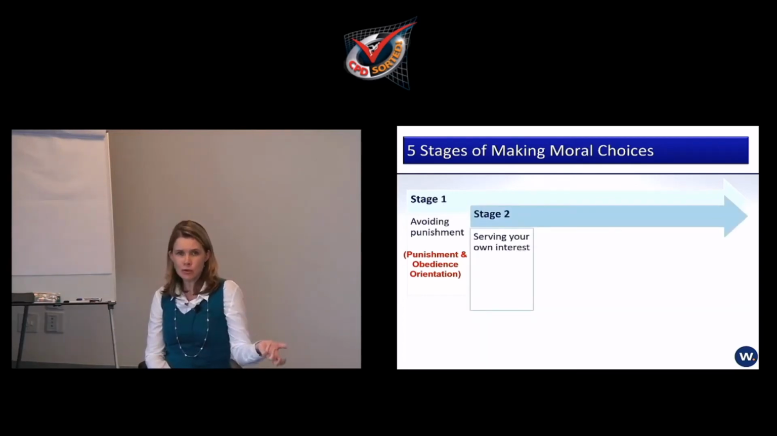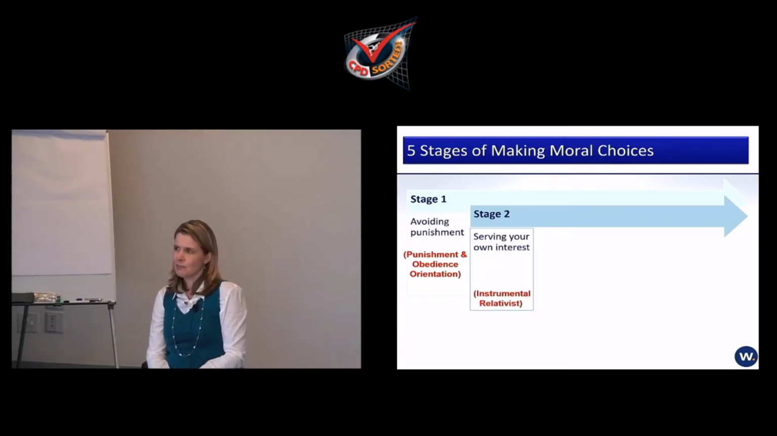Stage two is serving your own interest. If you do the right thing, you're going to get rewarded. So if you hand in the wallet, you get a reward. That shouldn't be driving you to hand in the wallet that doesn't belong to you. It should be greater than that. Instrumental.